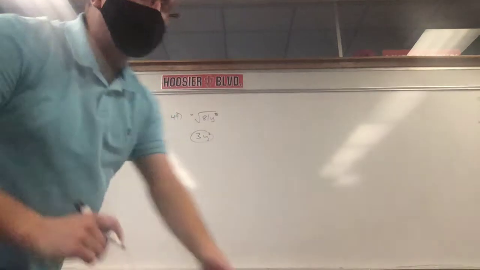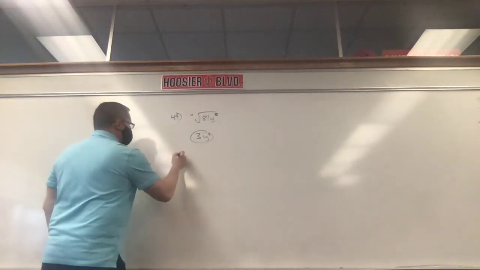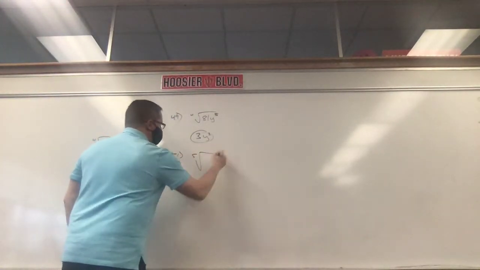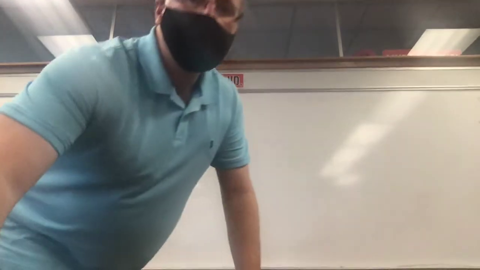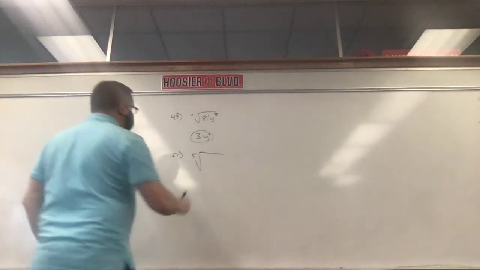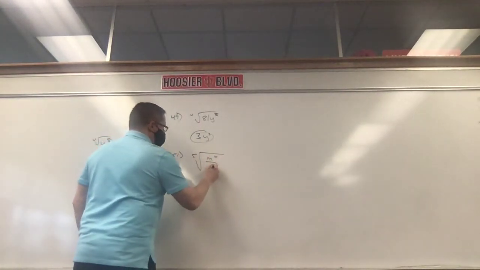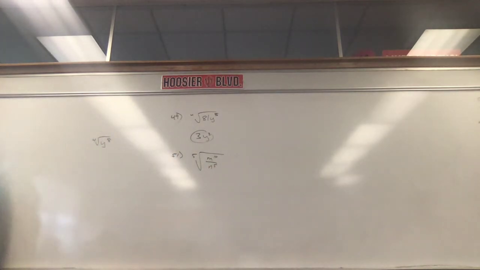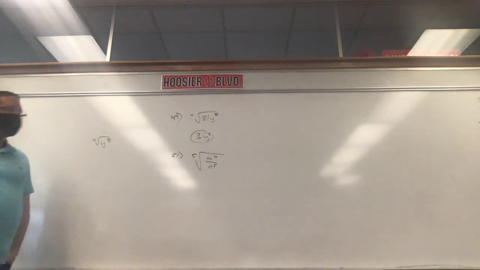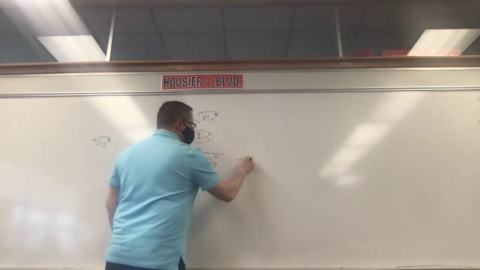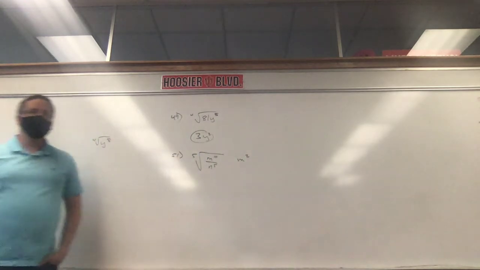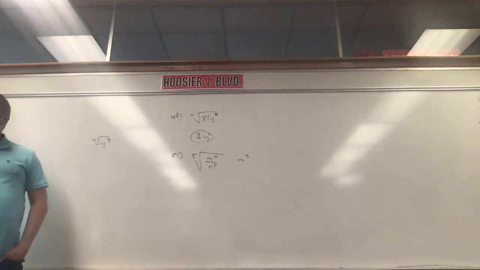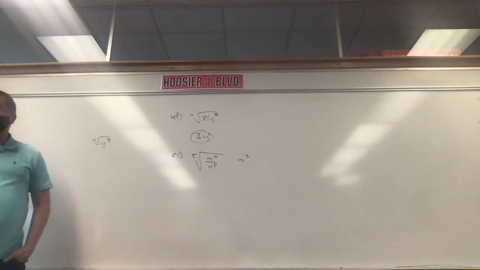Okay, this looks harder. It's not. The fifth root of what? M to the 10th over n to the 5th. Okay, well, it's a fraction. Doesn't matter. Nothing's changed. What's the fifth root of m to the 10th? M to the second. Where did that 2 come from? 10 divided by 5, or you could say 5 goes into 10 twice, same thing.